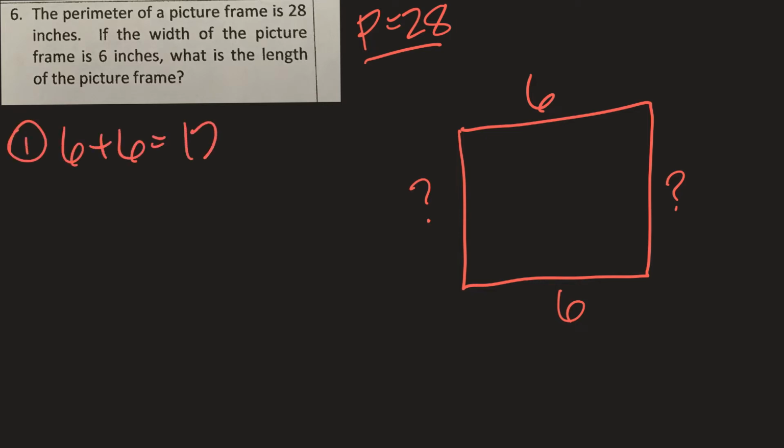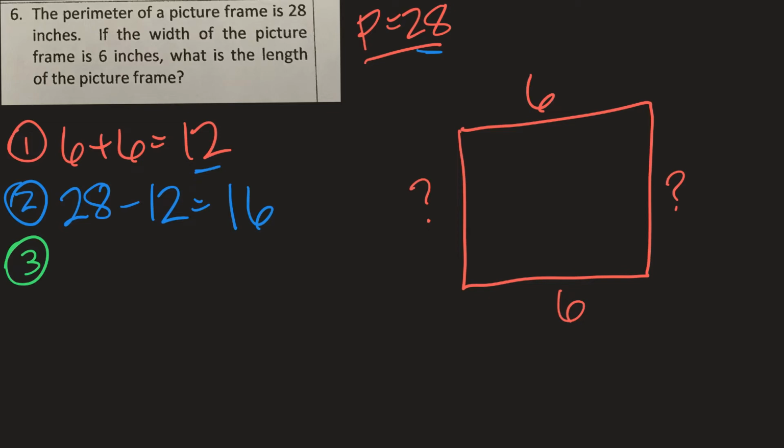So 6 plus 6 equals 12. Then step 2 is to take the total perimeter and subtract the sides we know. And that would be 16. Step 3 is to take the 16, that's going to be the other two sides, but we need to know each side, so we divide that by 2. We know 16 divided by 2 is 8. So the length should be 8 if we've done it correctly.